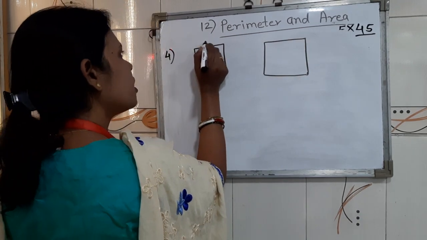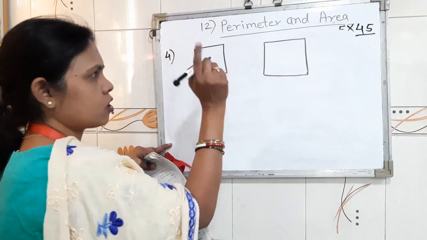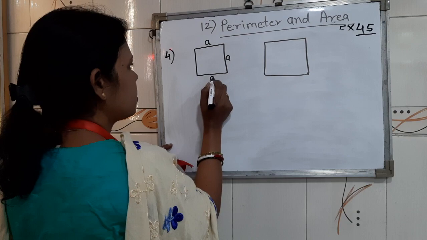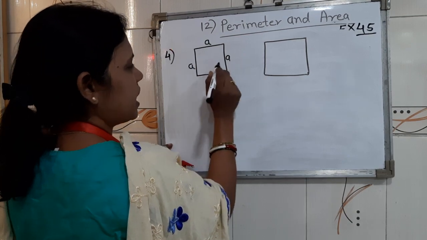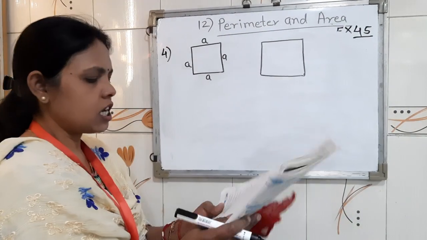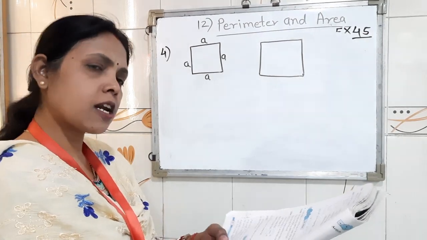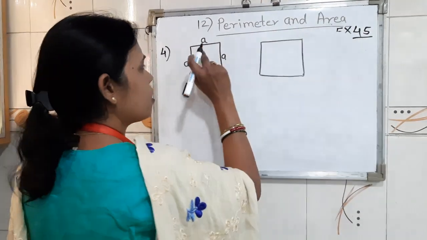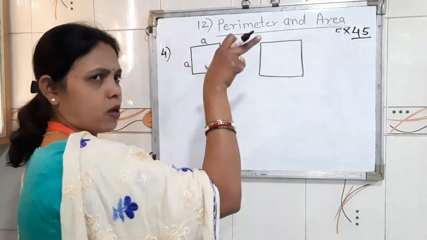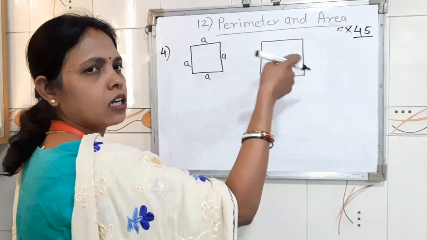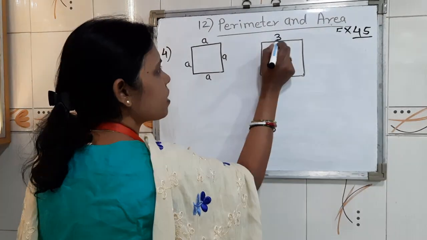So children, for the first square we will take the side as A. In our question, what is given? The side of a square is tripled. Means the first square has side A, and for the second square the side is tripled, means 3A.